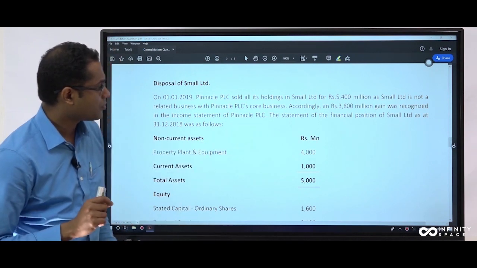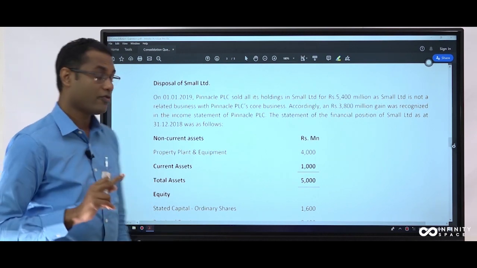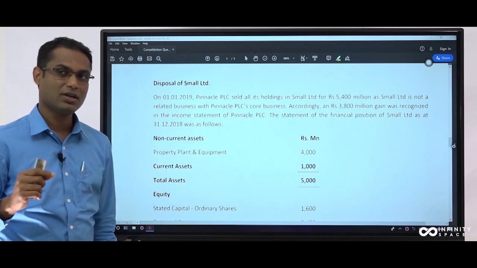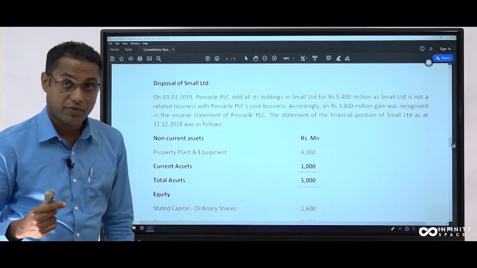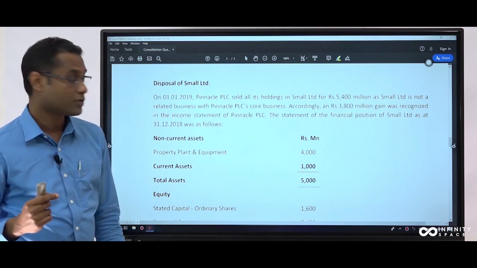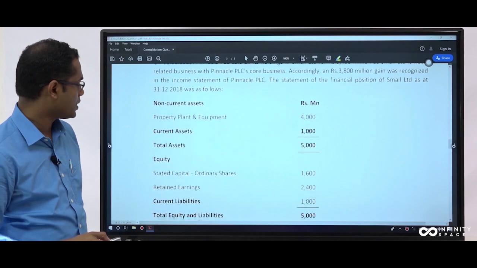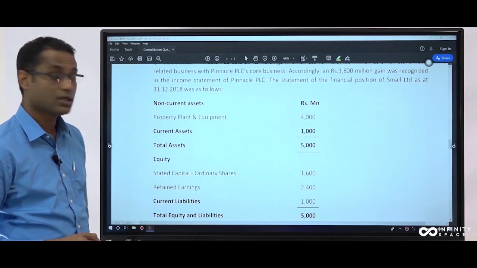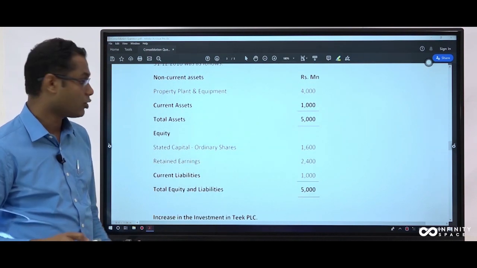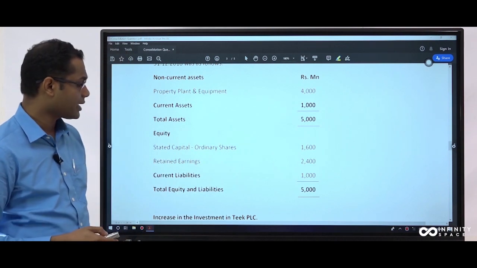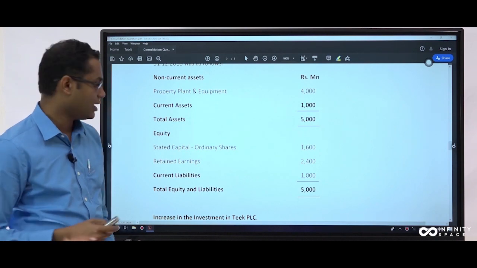Then the statement of financial position of Small Limited as at 31st December 2018, at the end of last year, because it was disposed of on the very next day, 1st January 2019. Under that you have non-current assets 4,000, then current assets 1,000, so the total assets are 5,000. Then equity: ordinary share capital 1,600, retained earnings 2,400, current liabilities 1,000, total equity and liabilities 5,000.